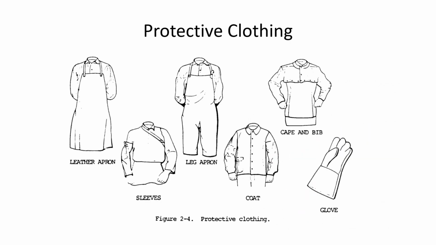So here are some ideas for protective clothing: leather aprons, leg aprons, sleeves, coats, gloves, a cape and bib. Depending on where you're at, the cape and bib is a good one because it gives you protection on your upper body and arms, but it keeps your midsection a little freer, and also a little cooler. I've used the leather apron a lot of times to keep sparks from hitting my legs. I'm a cape and bib and leather apron kind of person, but there's a lot of different directions that you can go with this.